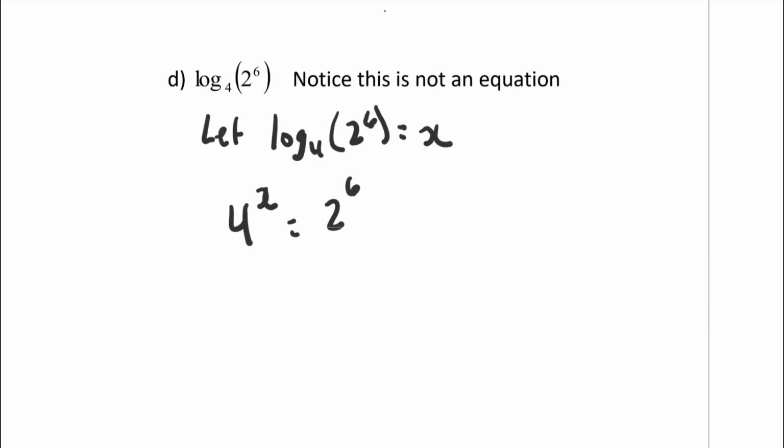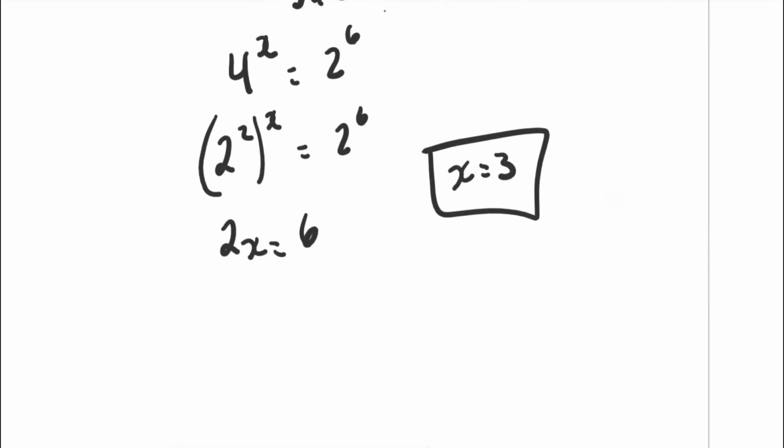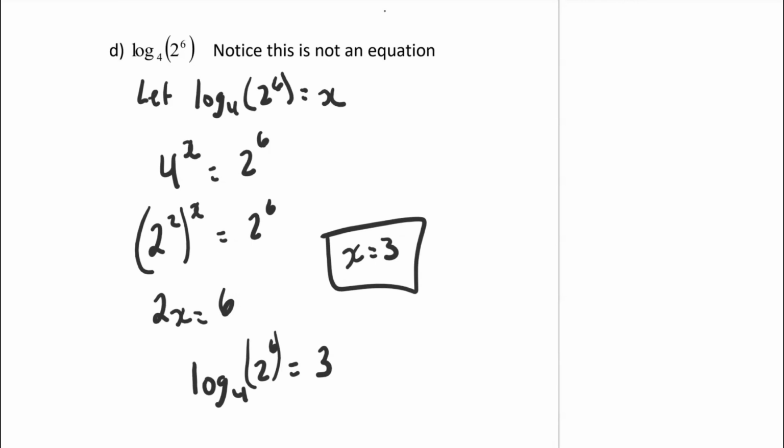In that case, we want to make sure that everything's in the same base. So that's 2 to the power of 2 to the power of x is equal to 2 to the power of 6, which means that 2x must be equal to 6, which means that x must be equal to 3. So log base 4 of 2 to the power of 6 must be equal to 3. Again, we made this an equation so that we can solve for what x was. All right, let's try another example.